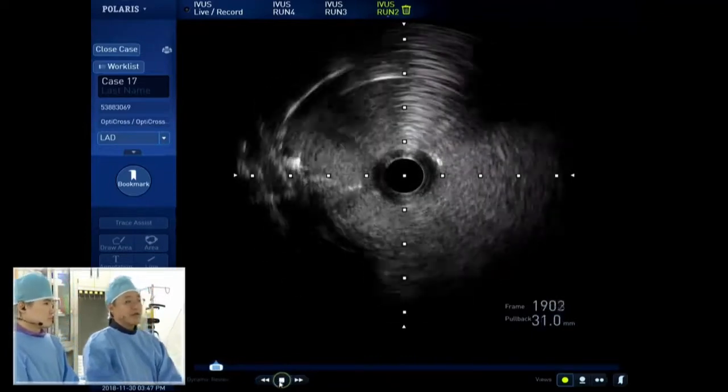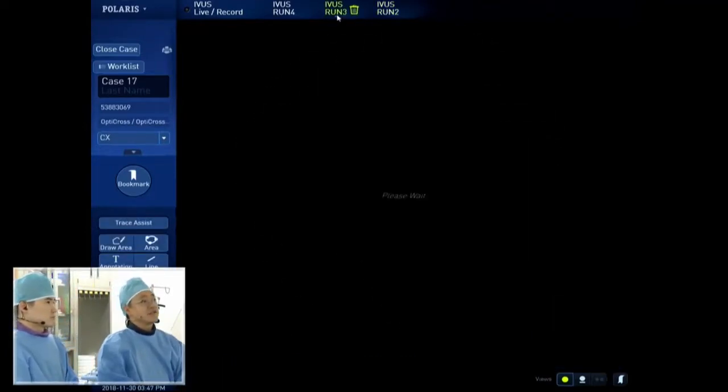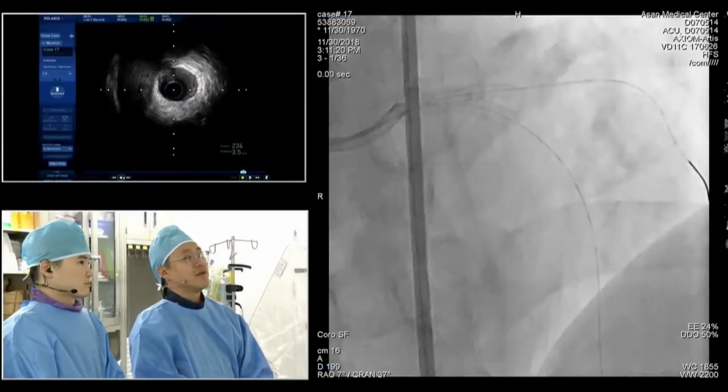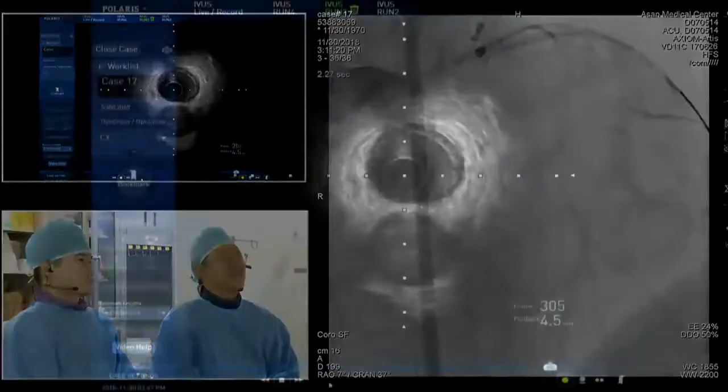Right. And then next, we also checked the circumflex. It's a very soft plaque, right? Yeah, just 6 months ago you did. Yeah, right.